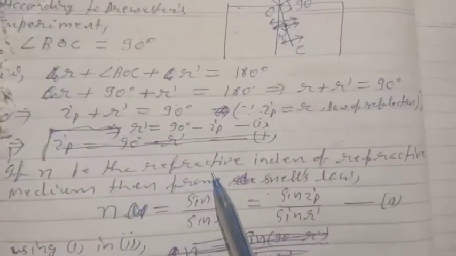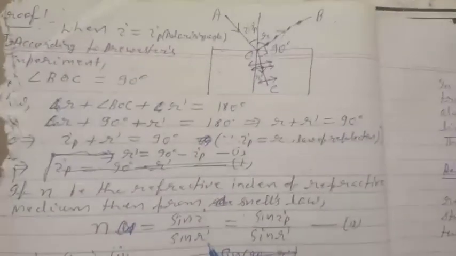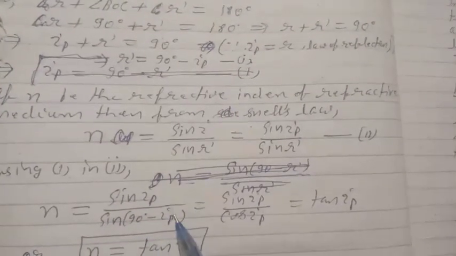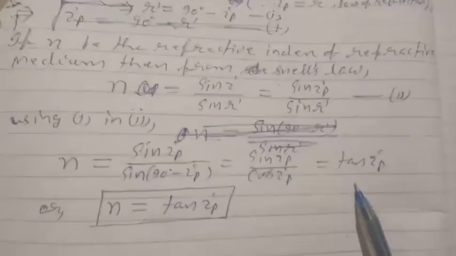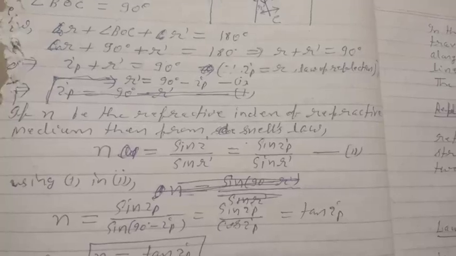If n be the refractive index of the refracting medium, then from Snell's law n equals sin i by sin r dash, or equals sin ip by sin r dash. Equation 2. Using 1 and 2, we have n equals sin ip by sin of 90 minus ip, or equals sin ip by cos ip, which equals tan ip. Hence n equals tan ip. This is Brewster's law.